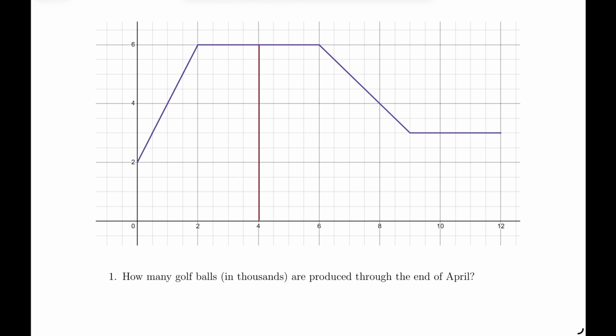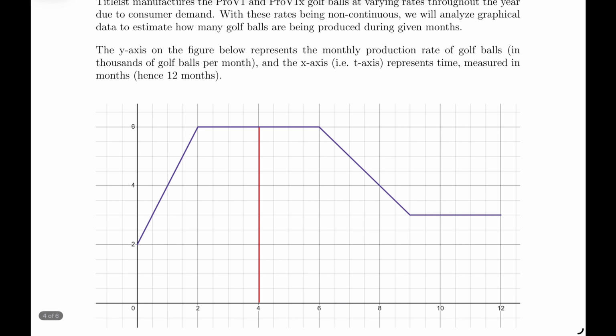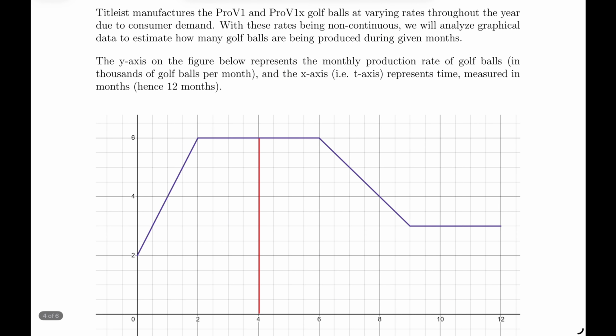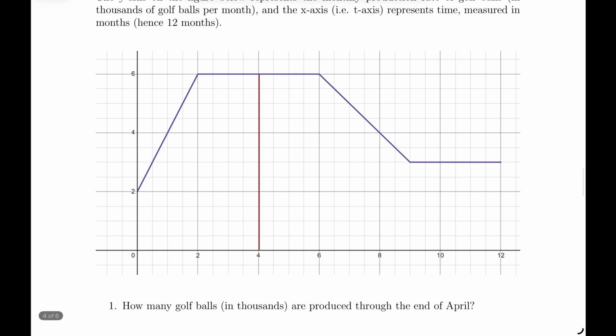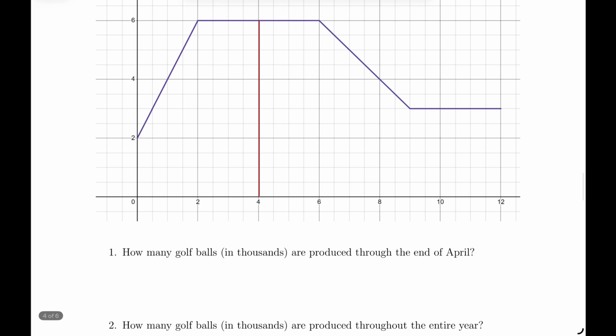And we're given that the y-axis is the rate of golf ball production, the rate. What happens when we integrate a rate is we get the total production, because the derivative of production would be in terms of time. So it'd be like d production over dt. By integrating that, you just get production. So if we find the area, because area is the integral, then we get total production. So we should find the area here.